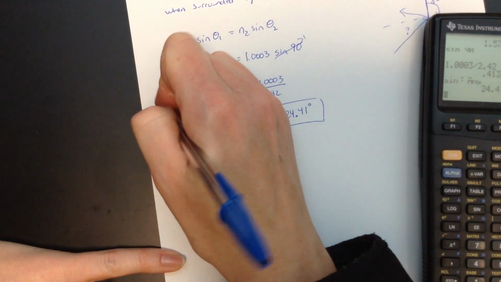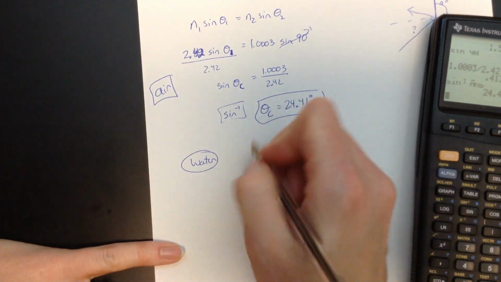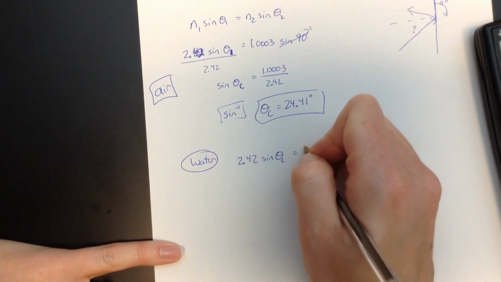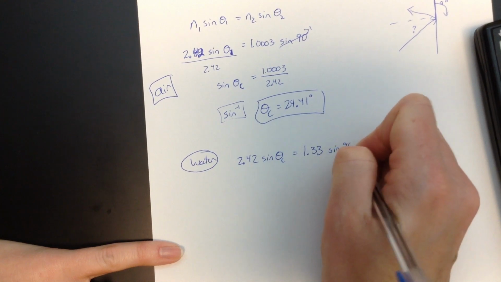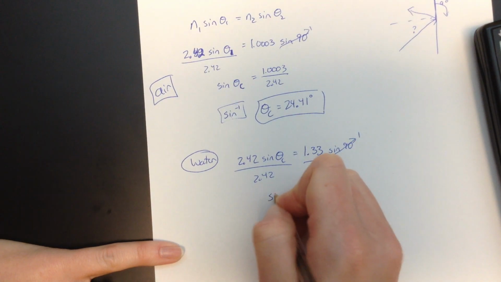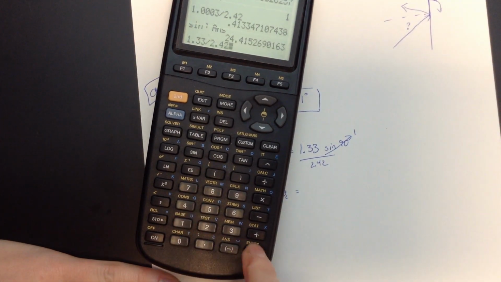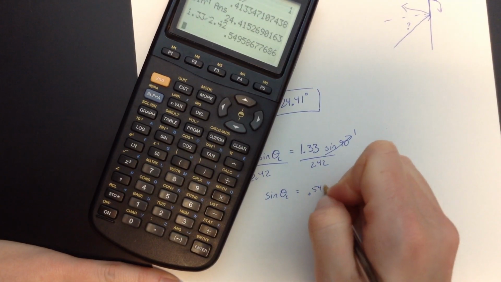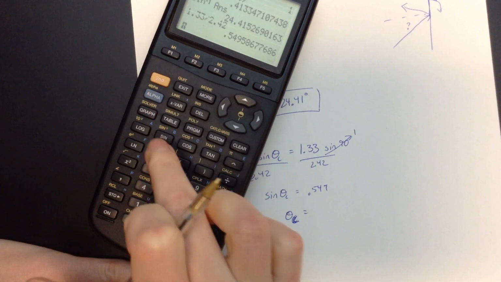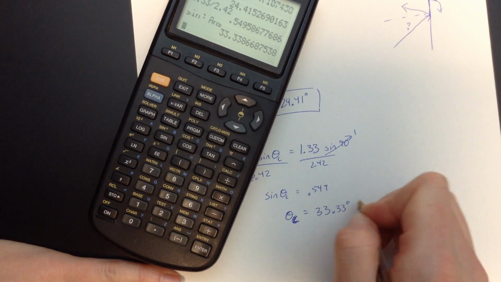Okay, that's in air. Now the second part wanted to know about water, so I'm going to do the same thing, just with water instead. So I'll have 2.42 times the sine of whatever that critical angle is, and water is 1.33 times the sine of 90, which is just 1. So I'll divide both sides by 2.42 again. So the sine of the critical angle will be whatever 1.33 divided by 2.42 is, and I get 0.549, blah, blah, blah. I'm going to do the arc sine of that, so that the critical angle, there we go, 33.33 degrees.